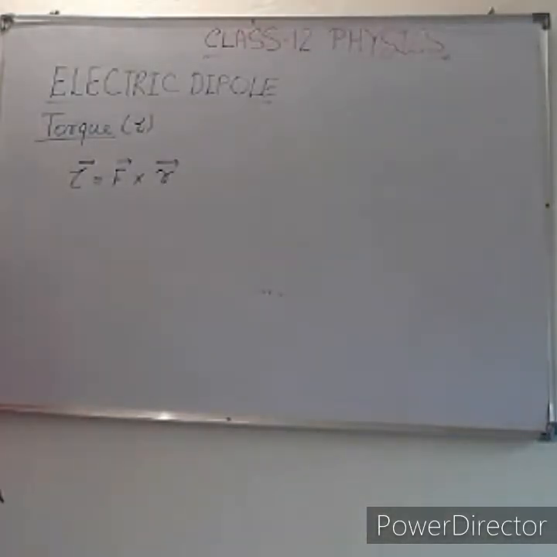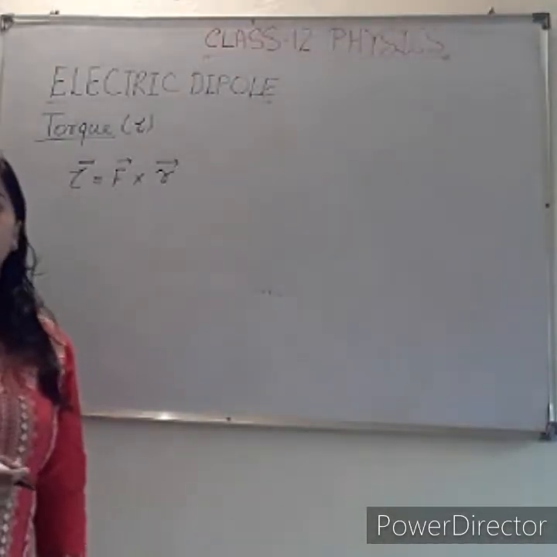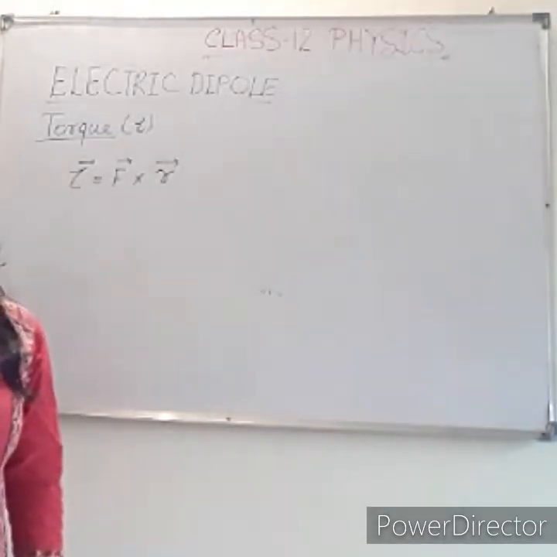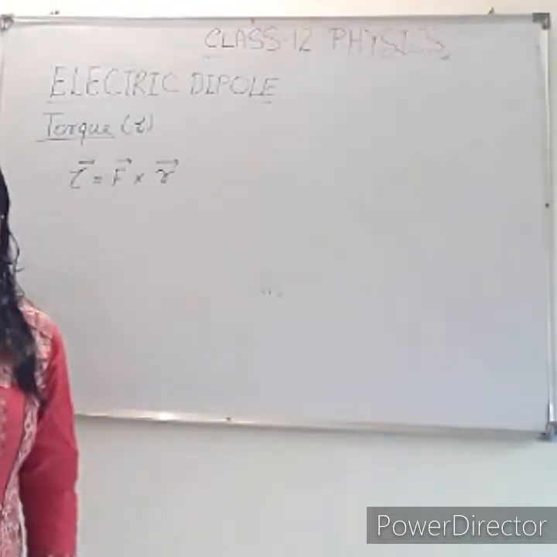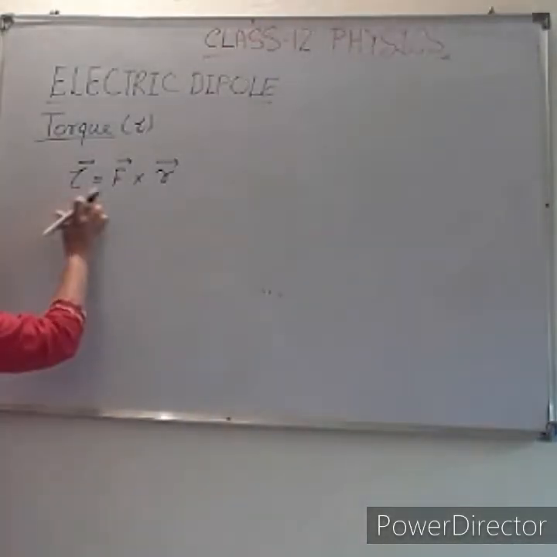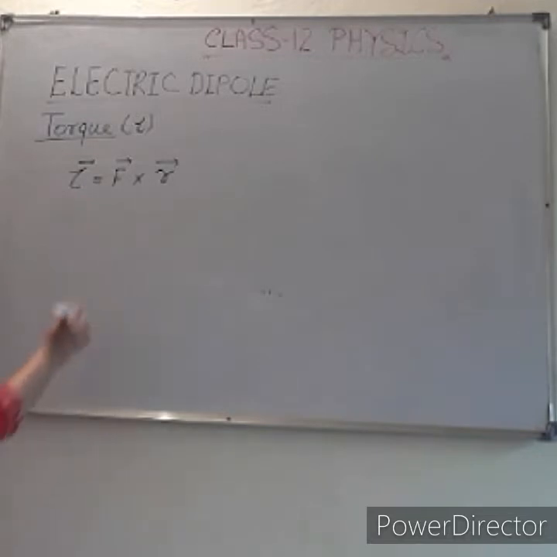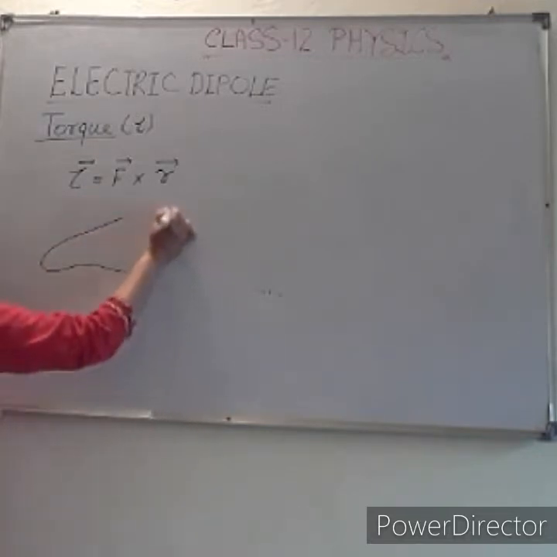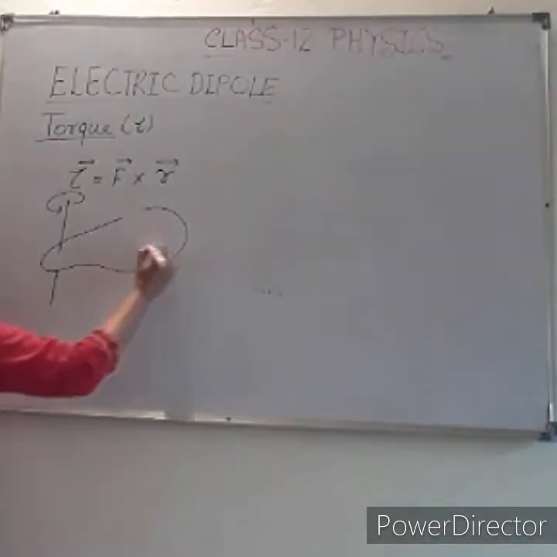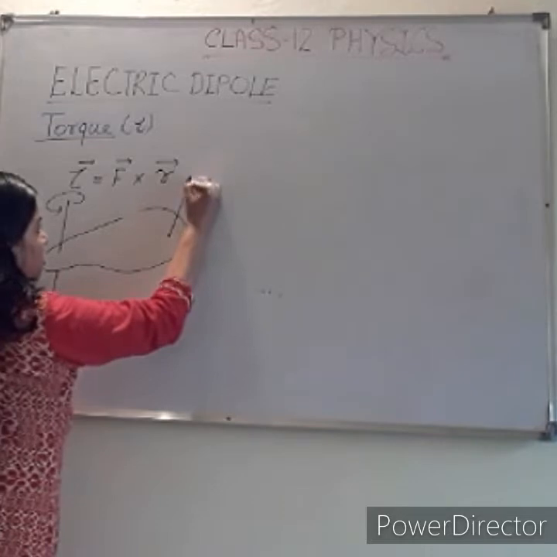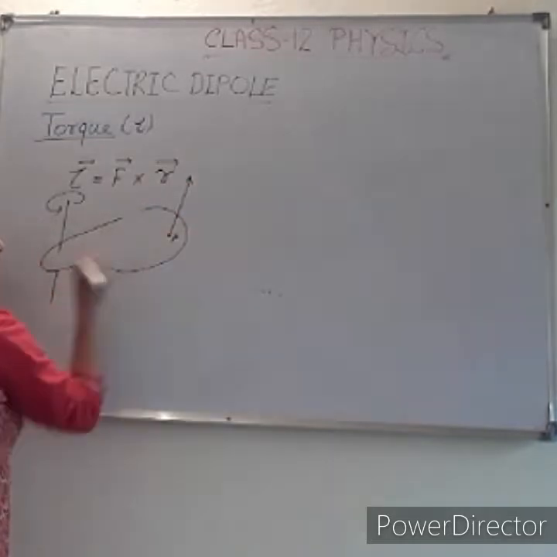This is the formula for torque, and physically we can define torque as the cross product of force and the perpendicular distance between the axis of rotation and the point of action of force. So this is torque. Tau is equal to F cross R. You have seen this kind of structure. This is the axis of rotation and let this be the point of action. This is the point of action P. This is the axis of rotation O.